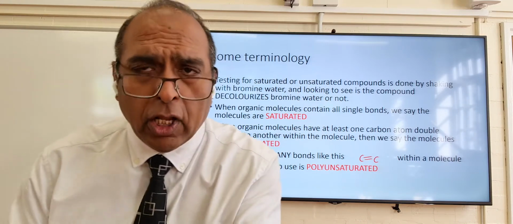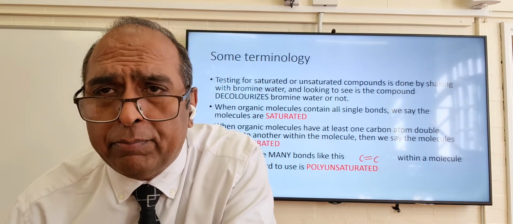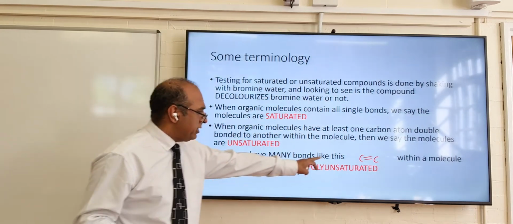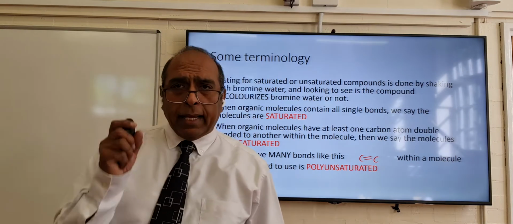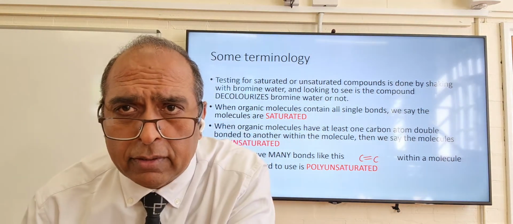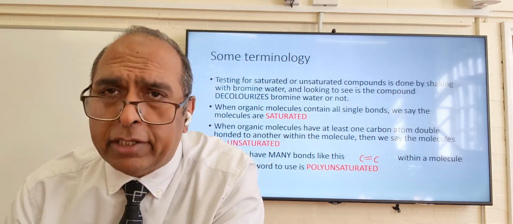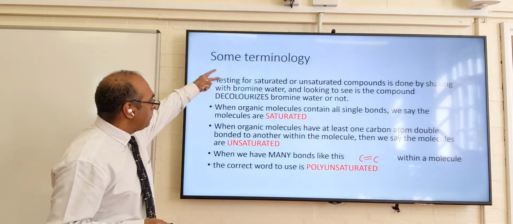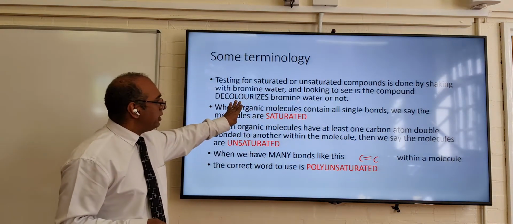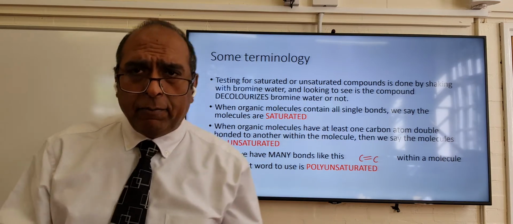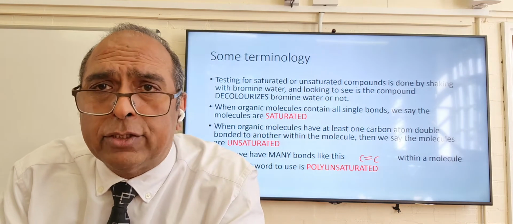Now, it's a bit of a mouthful. Carbon double bond carbon bonds present. We're talking about these things. Having those bonds present makes it like an alkene type molecule, and they react with bromine water. They decolorize it. So if we shake with bromine water and we look to see if it decolorizes bromine water, if the bromine water is decolorized, then the compound is unsaturated.